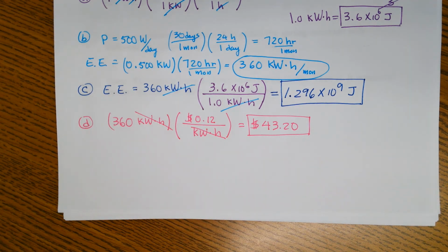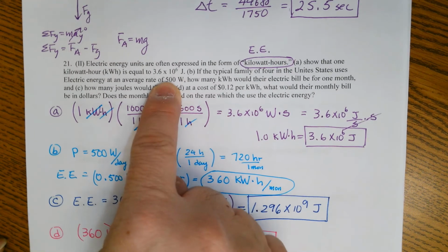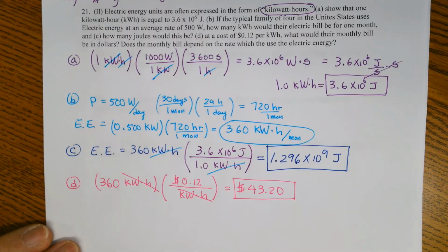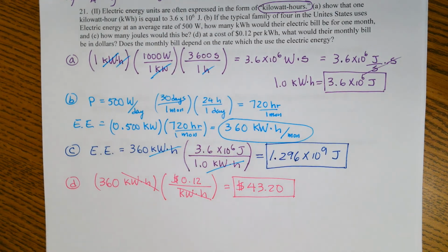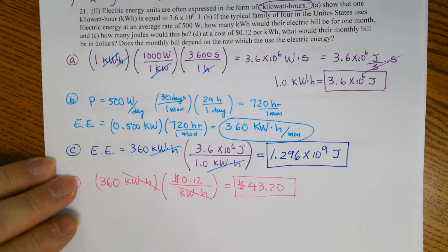And then for part E, does the monthly bill depend on the rate at which you use the energy? And the answer is, yeah, of course. The more you use it, the more you're going to get billed for it, right? So if you use 750 watts average rate, yeah, it's going to go up. If you double that, you're going to double this. So, yes.